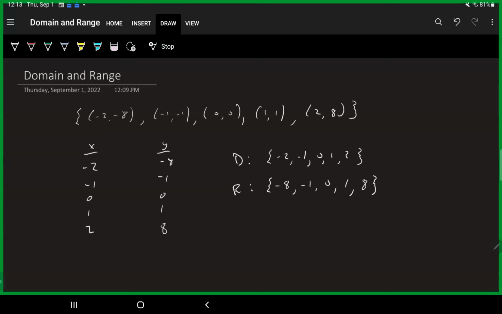So if I'm asked to find the domain and range of a set of points, all the x values go into the domain. I put them in order. I avoid any duplicates. And the range, all the y values, I put them in order. And I avoid any duplicates.